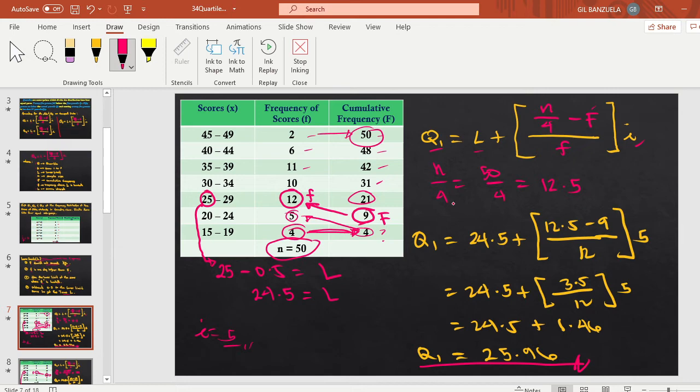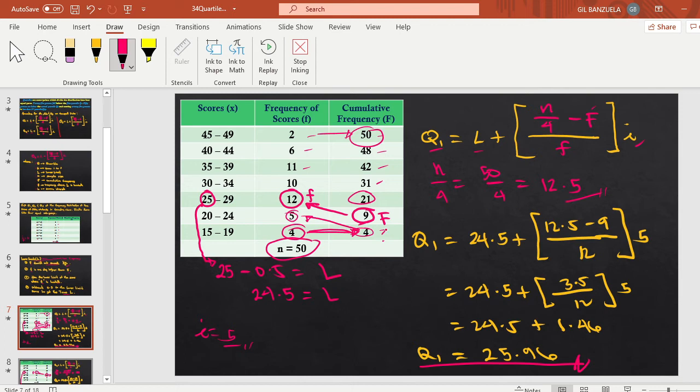Getting the value of n over 4. Since the sample size is equal to 50, we simply plug in 50 to n, so we arrive at 50 over 4, and we've got 12.5. And this is now the basis for us to get the cumulative frequency. So if you could remember the rule, the kn over 4 should not be greater than the cumulative frequency.